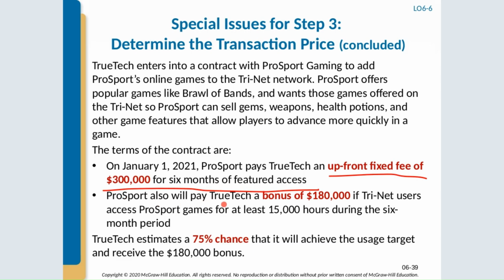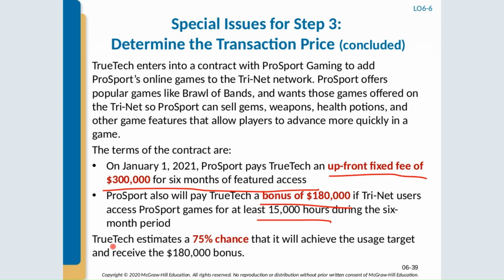Pro Sports also will pay TrueTech a bonus of $180,000 if the user spent at least 15 hours during the 6-month period. So there's a consideration here that we don't know if it's going to be met or not. So there's going to be some uncertainty built into this. And I know we're accountants. We don't like uncertainty. Unfortunately, in the real world, there is a lot of uncertainty. So we kind of have to start tolerating that.